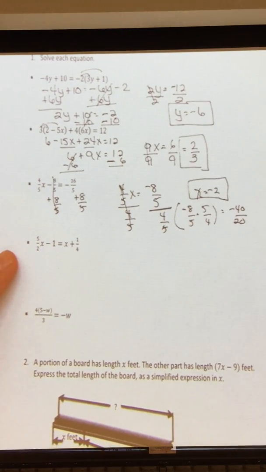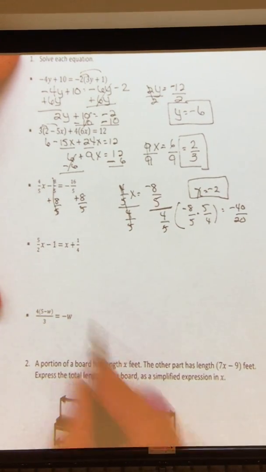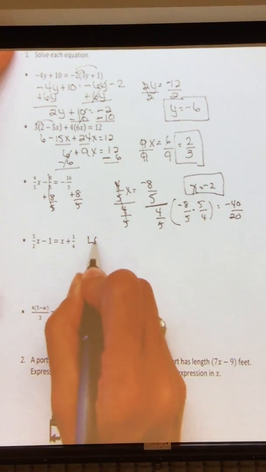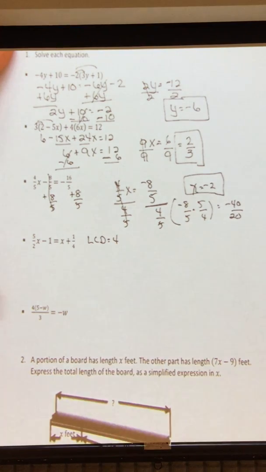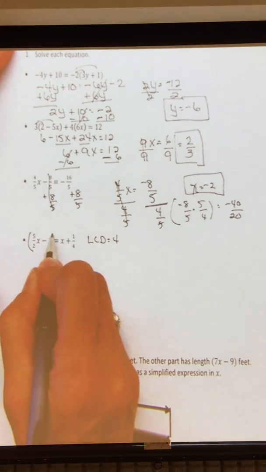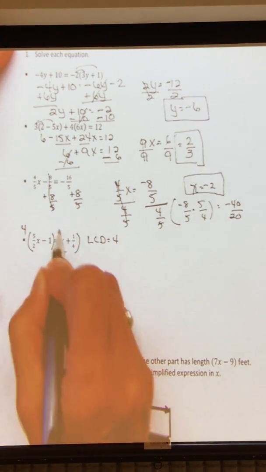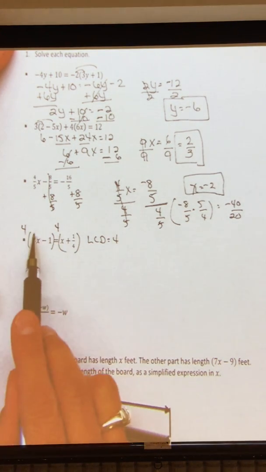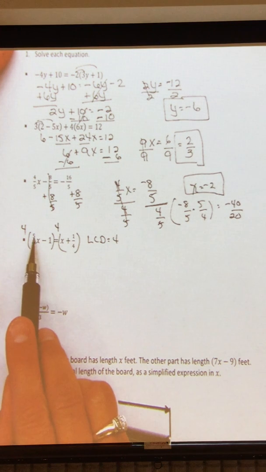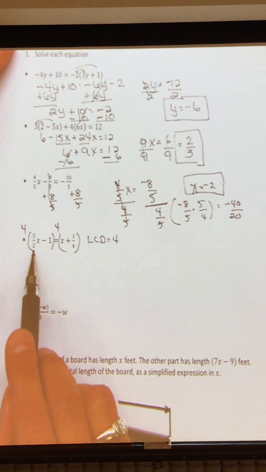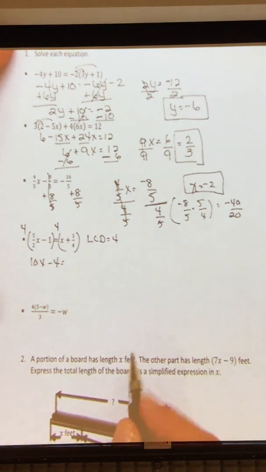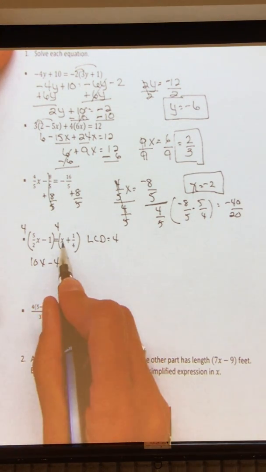So the third one, you have 2 and a 4. So let's multiply by the least common denominator, and the least common denominator here is 4. So let's multiply both sides by 4. So you have 4 times 5 over 2. 4 times 5 is 20. 20 over 2 is 10x minus 4 is equal to 4x.